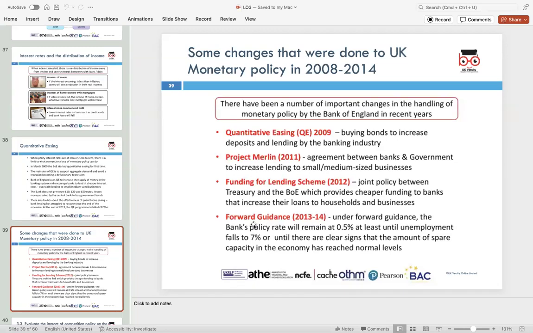Then finally, forward policy or forward guidance. The policy rate will continue to be set at 0.5% at least until the unemployment rate drops to 7%, or until there are clear indications that the amount of spare capacity in the economy has reached normal levels respectively.